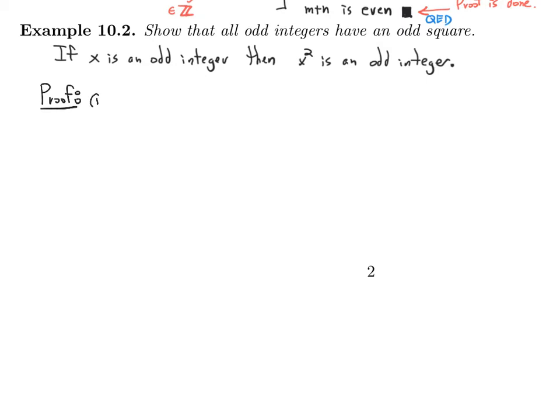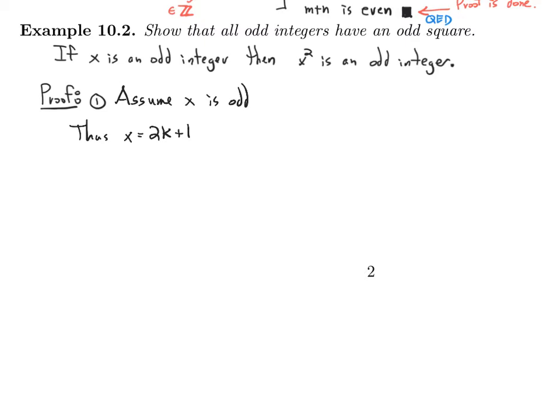So let's do the first bit. Let's assume the if part is true, written algebraically. So maybe pause the video now and give that a go yourselves. Okay, so I would do something along these lines. Let's assume that x is odd. And what does that mean? Thus, x equals 2 times some number k plus 1.